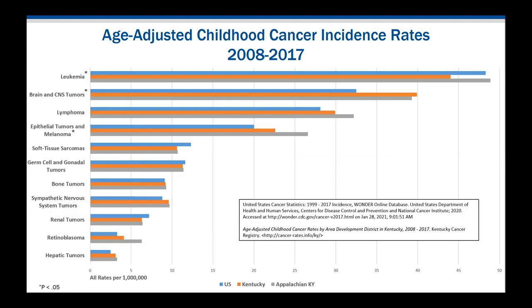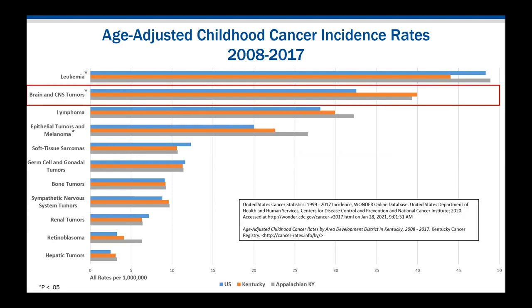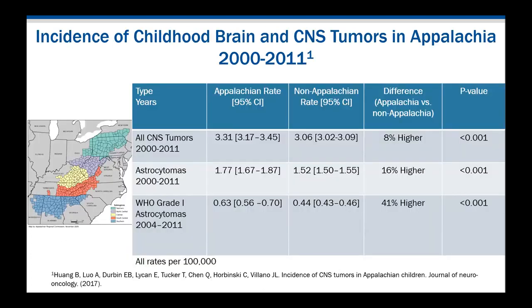This is a graphic showing the most frequently occurring types of childhood cancer, comparing the U.S. rates in blue to Kentucky in orange and the Appalachian region separately in gray. This is looking at a 10-year period of data from 2008 to 2017. For a couple of the sites, the rates were significantly higher for leukemias and epithelial tumors, but in particular the brain and central nervous system tumors. This has been consistent when we've looked across different time periods. The rates in Kentucky overall and in the Appalachian region in particular tend to be significantly higher than the U.S. rates overall. So this led us to take a deeper look.